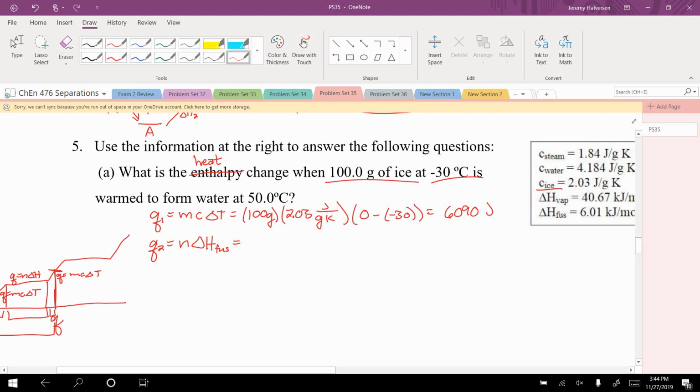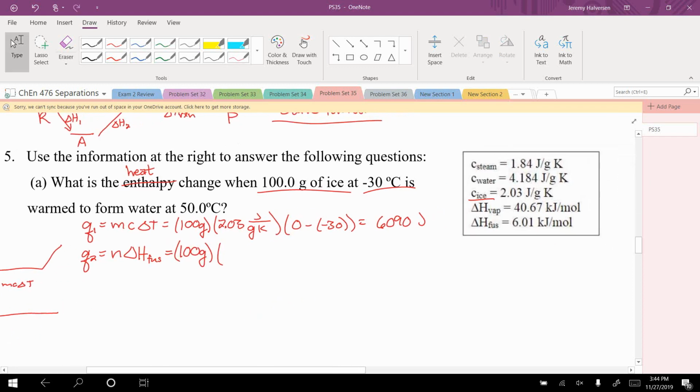So I need moles of my thing. I've got 100 grams, but I need to get it into moles. Why? Well, my delta H of fusion is in moles. So I'm just going to say I know that 1 mole of water is 18 grams. So now I'm in moles. Got to multiply that by my 6.01 kilojoules per mole, and that gives me 33.39 kilojoules.